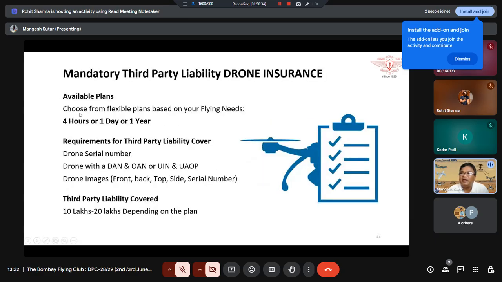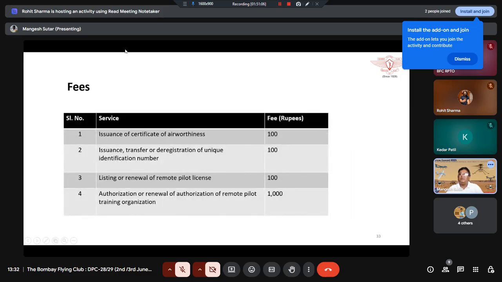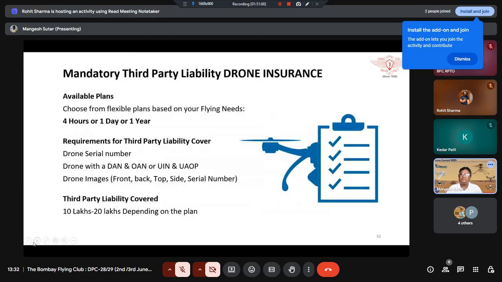So, mandatory third party plans are available, as I said. Choose from the flexible plans based on your flying needs: 4 hours, 1 day or 1 year. When you are going for insurance, they will ask you for the serial number, UIN number and the photographs of your drone. Then you can make an application for the drone insurance. The third party liability covers are like 10 lakhs to 20 lakhs depending on the plan. Depending upon the liability covered, your premium will be defined by the insurance company. So that's about the insurance.